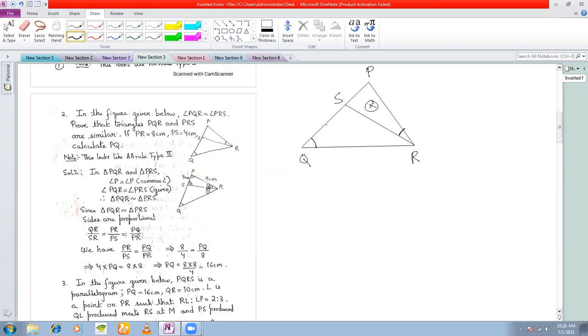Also, length of PR is given to be 8 centimeters. Length of PS is given to be 4 centimeters. You need to calculate the length of PQ. So how can you calculate this length? This is the side of the bigger triangle, right? Either you can calculate it directly, or if you can calculate this length also, you can add 4 to it to get the length of PQ.